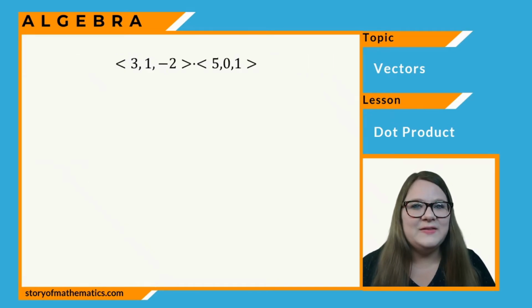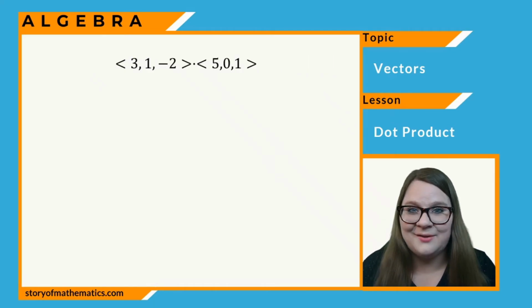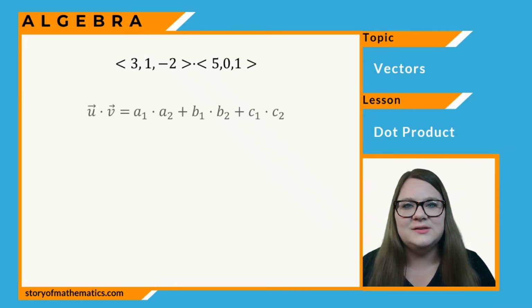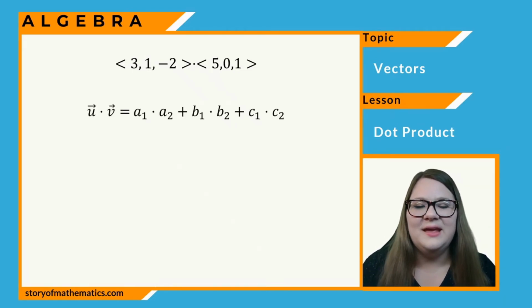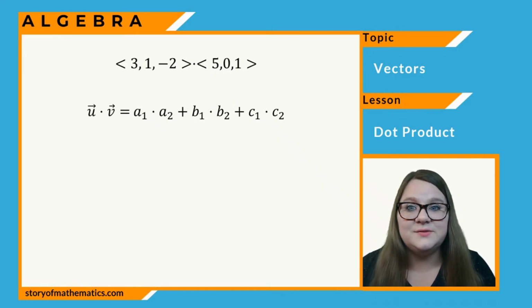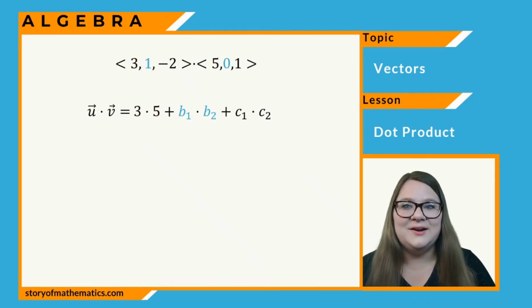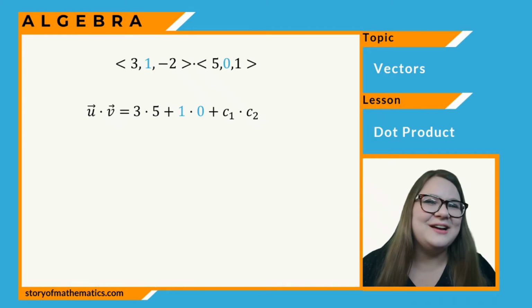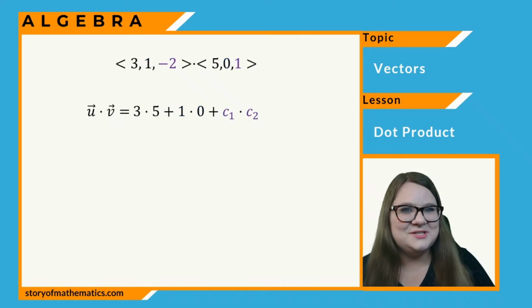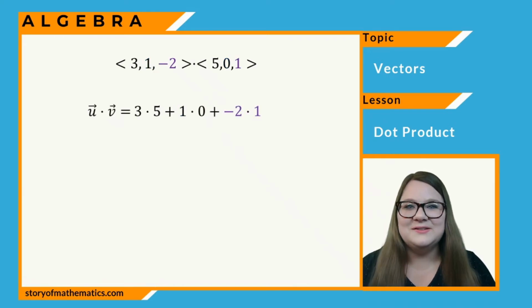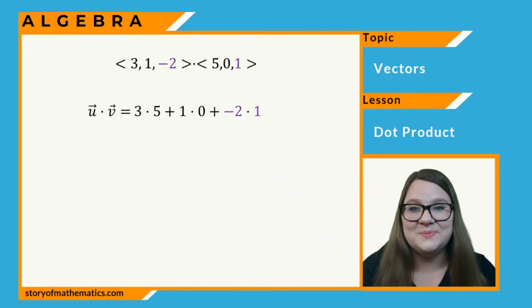So let's say I want to find the dot product of 3, 1, negative 2, and 5, 0, 1. Well, I'm going to use that formula we just talked about. The first component for each vector is 3 and 5, so I'll multiply those. The second components are 1 and 0, so I'll multiply those. And my last components are negative 2 and 1, so I'll multiply those. Then I'm going to add up all of those products.